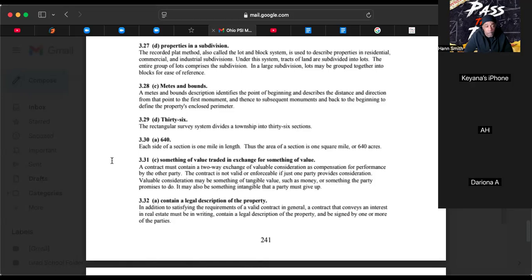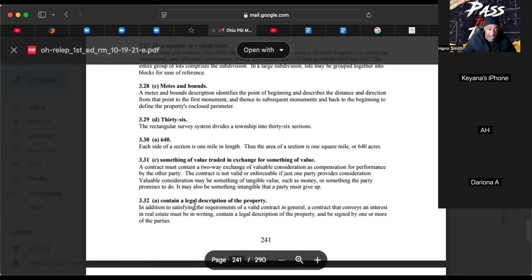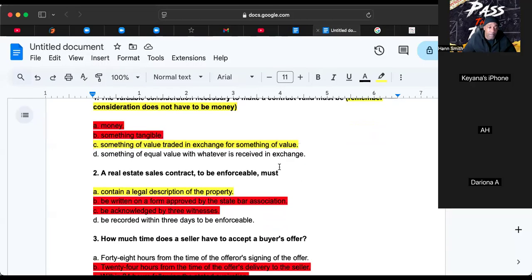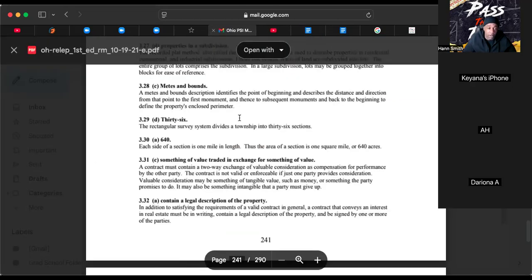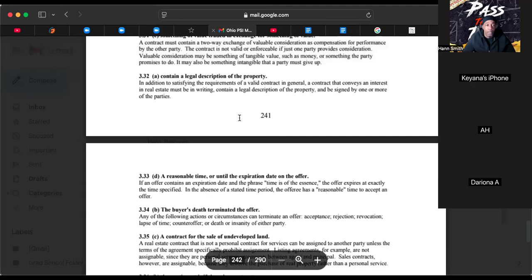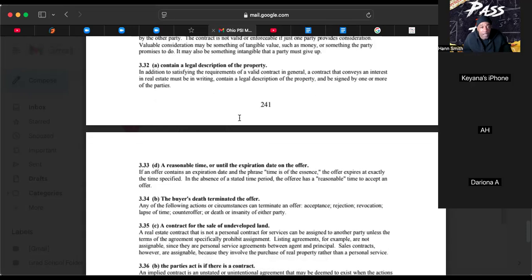All right. So we see that the next question is A. That's A, so we can kind of go back and forth to make this quicker. Number two, it says the real estate sales contract, to be enforceable, must be A, we got that one right, contain a legal description of the property. Going back to the book, and hopefully y'all can see this. We said A, contain a legal description. In addition to satisfying the requirements of a valid contract in general, the contract that conveys an interest in real estate must be in writing, contain legal description of the property, and be signed by one or more of the parties.